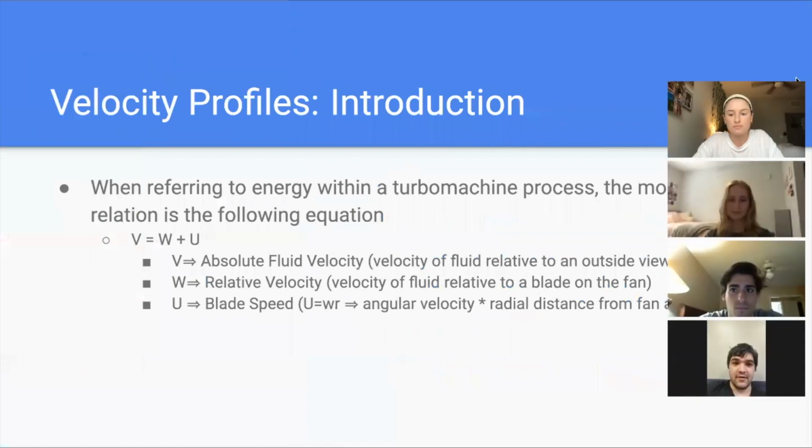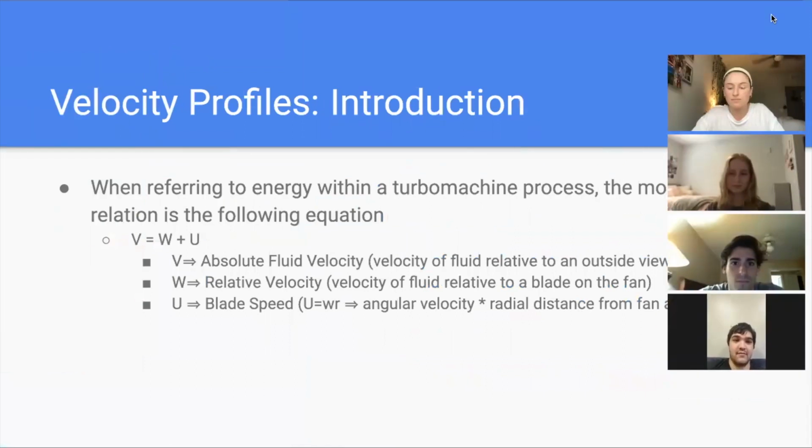All right, so here we have the basic principle of the velocity profiles when it comes to turbo machines. The overarching equation is V equals W plus U, where V is the absolute fluid velocity, the velocity of the fluid relative to an outside viewer; W is the relative velocity, the velocity of the fluid relative to a blade on the fan; and U is the blade speed, which is equal to the angular velocity times the radial distance from the fan axis.